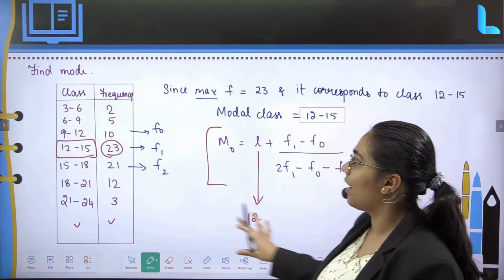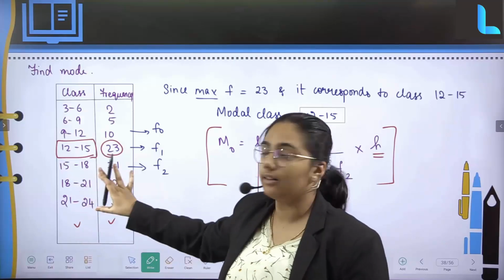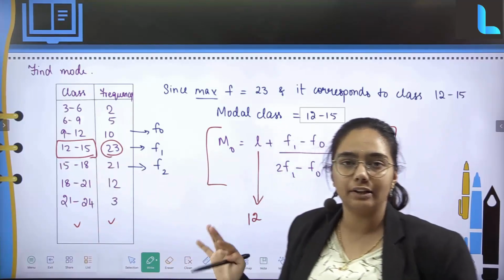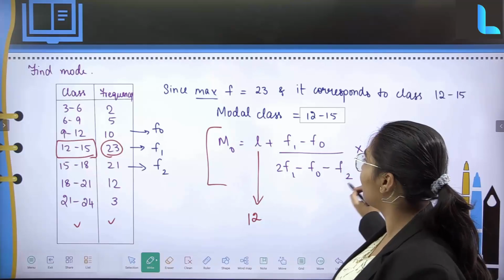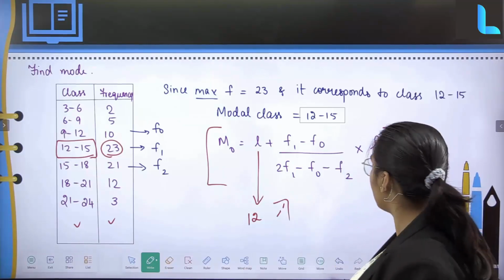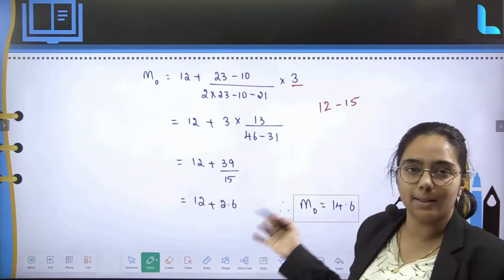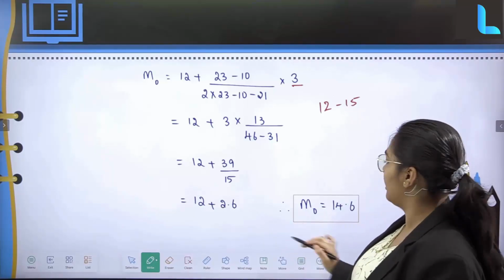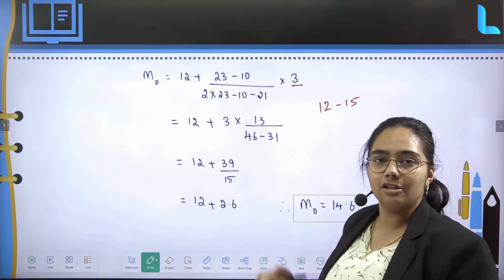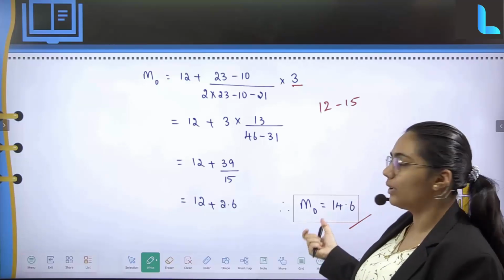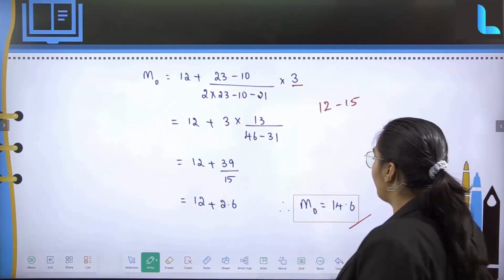Whatever data I have is in this tabular column. You will get to know which values you have to fit into this formula. Once you do that, it is all about the substitution part, which I will not explain much. Therefore, the final answer for this question is that the mode is going to be equal to 14.6.